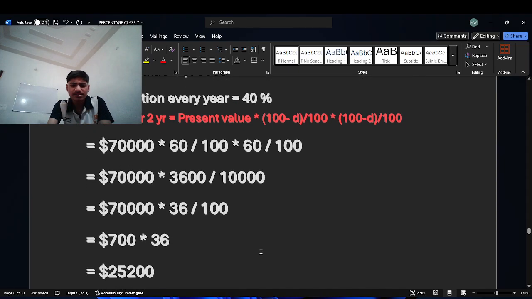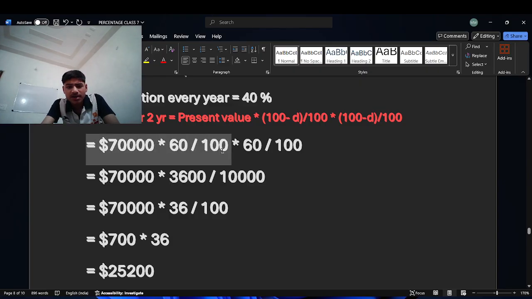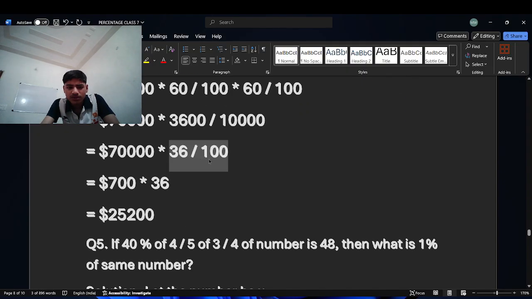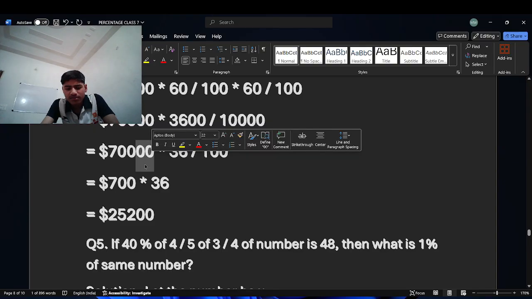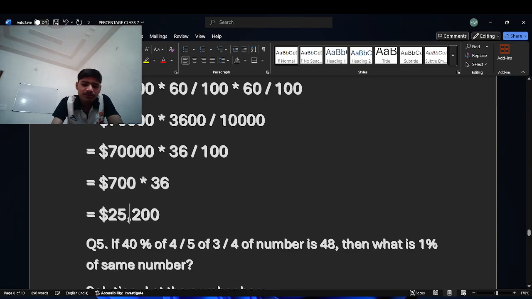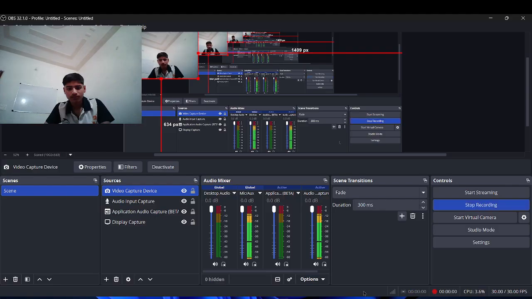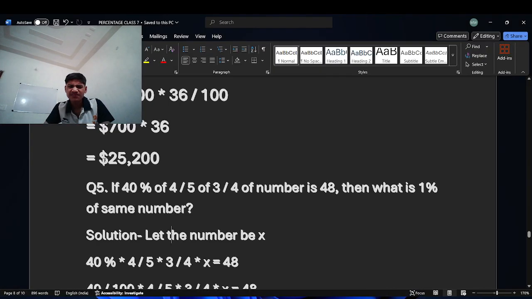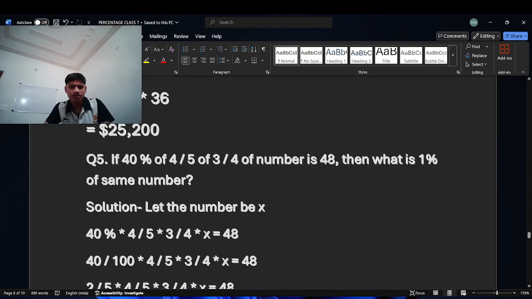Now let's calculate this. $70,000 multiplied by 60 by 100, multiplied by 60 by 100. 60 times 60 is 3600, and 100 times 100 is 10,000. 100 cancels out from 10,000 and 3600, leaving 36 by 100. Then 100 cancels out from 70,000, so $700 is left, multiplied by 36. So the value after 2 years will be $25,200. Next question.